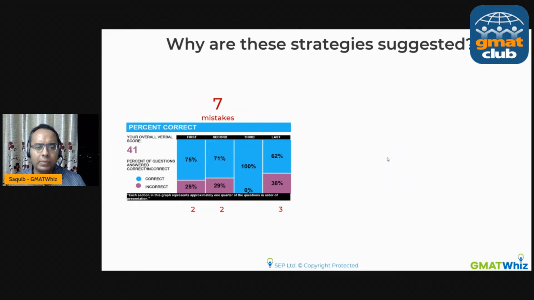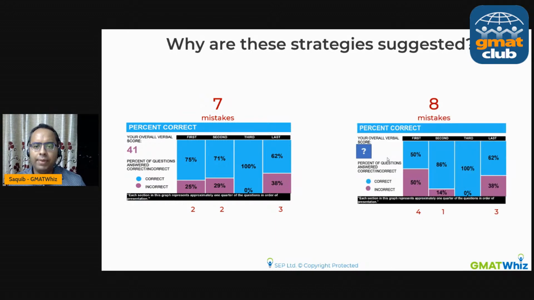And that's true actually, because if I give you an example here, if you look at another report here, this is a report that I've already seen, where I got two, three incorrect, total 7 mistakes, and I ended up with a 41. Now let's look at this report here. I've also written for your reference, especially those of you who haven't seen an ESR before, that this student made just 8 mistakes.